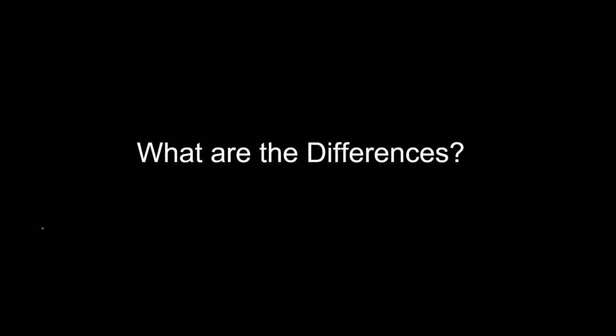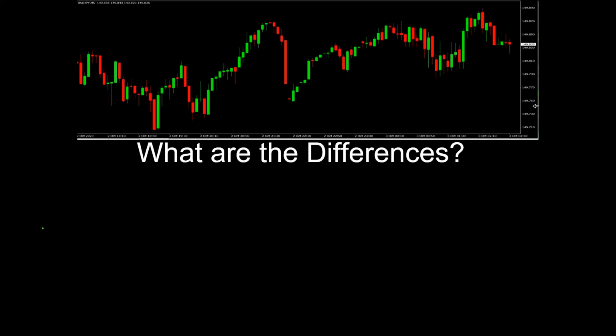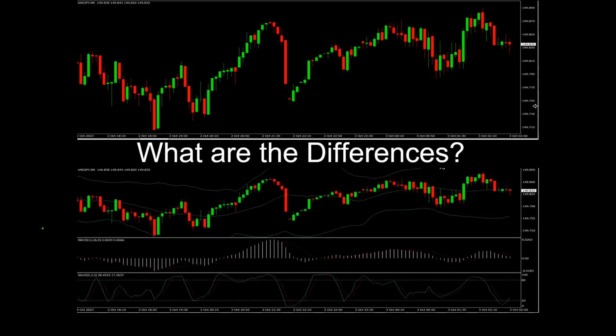So what are the differences between what I show, a naked chart? This is a naked chart, and I'm also putting, besides the non-naked chart, the one that I showed just now, with Bollinger Bands, with MACD and stochastic. As you can see, there's a world of difference between a naked chart and a non-naked chart.